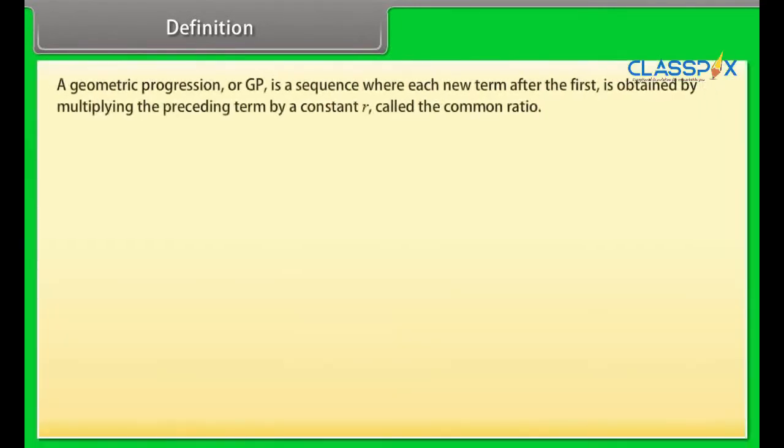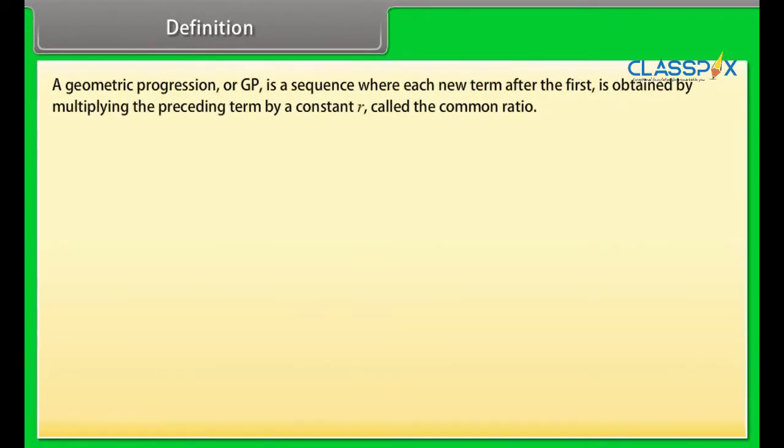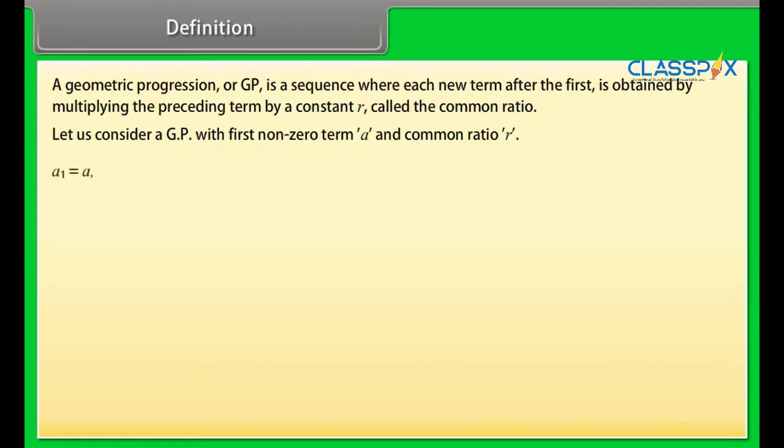Definition. A geometric progression or GP is a sequence where each new term after the first is obtained by multiplying the preceding term by a constant r called the common ratio. Let us consider a GP with first non-zero term a and common ratio r. A1 is equal to a. A2 is equal to a into r. A3 is equal to a into r square. A4 is equal to a into r cube, and so on.